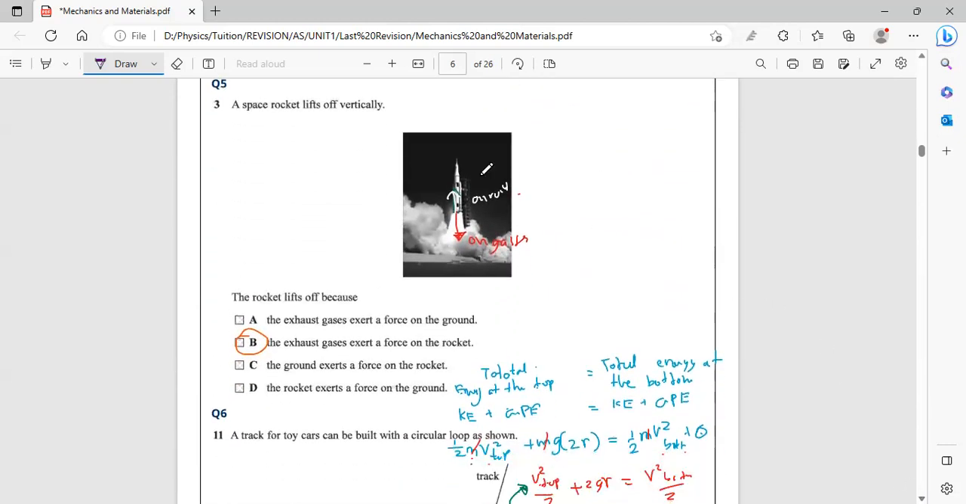Fifth one, a space rocket lifts off vertically. The rocket lifts off because the exhaust gases exert a force on the rocket. Rocket exerts a force on the gas. According to Newton's third law, gas exerts equal and opposite force on the rocket in the upward direction. So that's why rocket moves. So C and D are anyway not correct because the ground does not exert any force on the rocket. The rocket does not push the ground to go up. Rocket goes up by emitting gases.